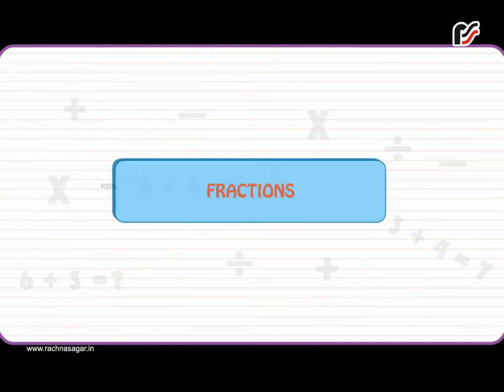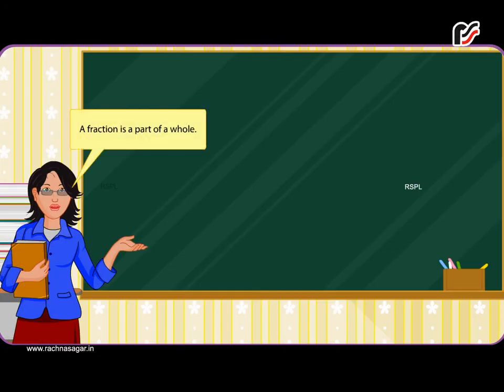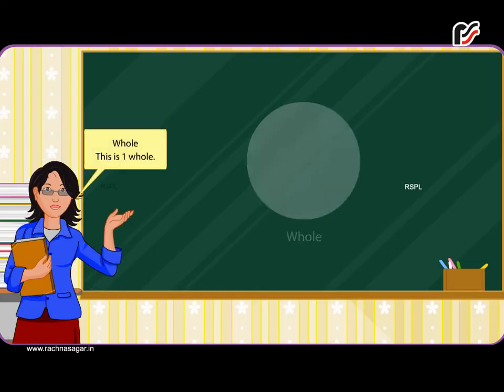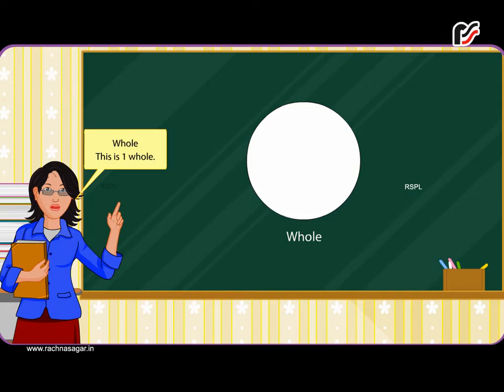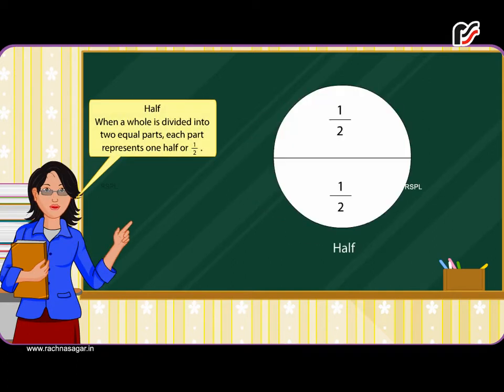Fractions. A fraction is a part of a whole. This is one whole. Half. When a whole is divided into two equal parts, each part represents 1/2.